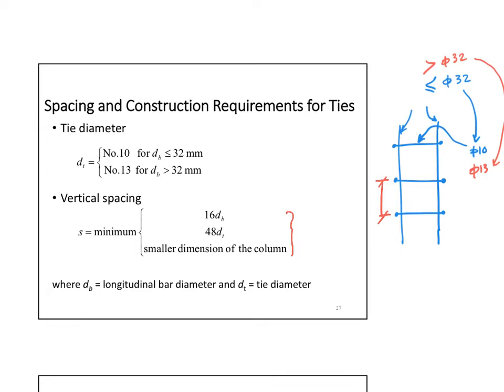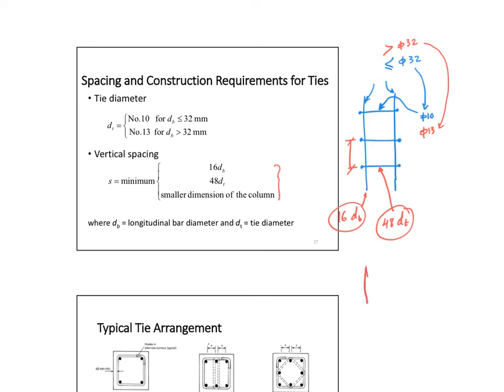16 times the bar diameter. Which bar diameter? This one. This bar has a diameter db. 16 times this, or 48 times this tie diameter, dt. Now, as always, 16 might be bigger. If you have a really big db, 16 times a bigger bar could be bigger than 48 times the smaller bar. And then the last requirement is, you look at the column itself, right? Those are my bars.